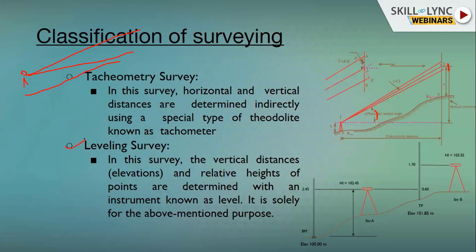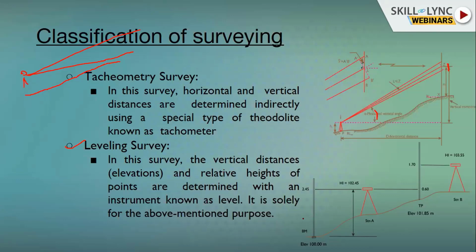But now the problem is, I want to align a road. During that, I need to know the undulations on the ground. So how to get that? For that, I need to use the dumpy level, along with the leveling staff, and I need to take the readings there.